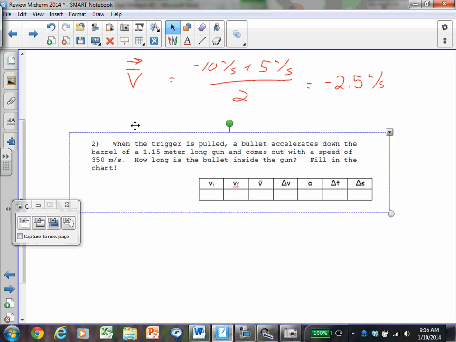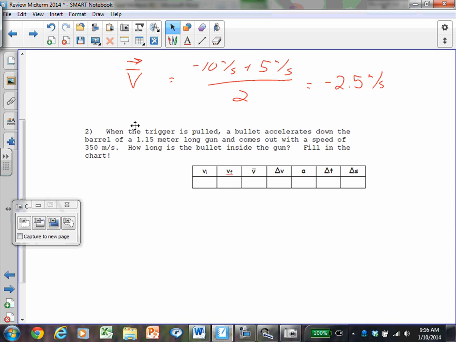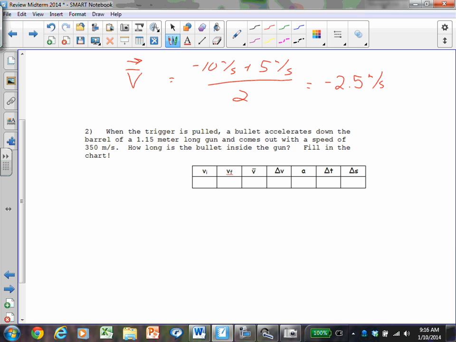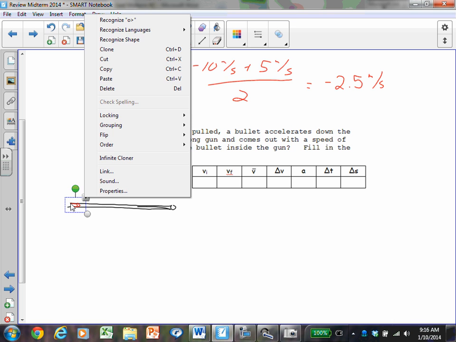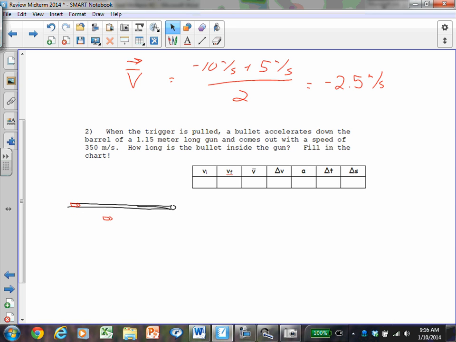Okay, when the trigger's pulled, a bullet accelerates down the barrel of a 1.15 meter long gun, and comes out with a speed of 350 meters per second. So the bullet starts here and comes out over here.